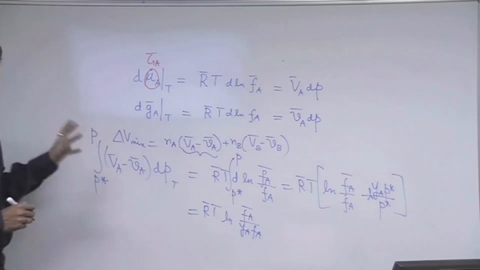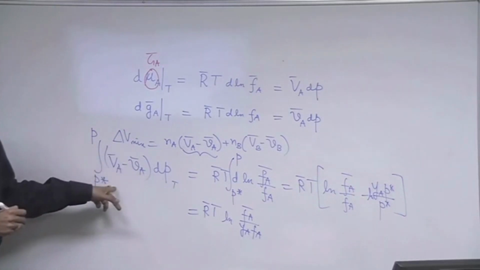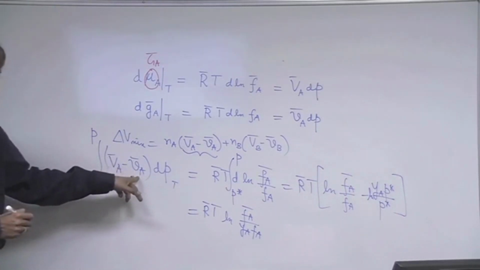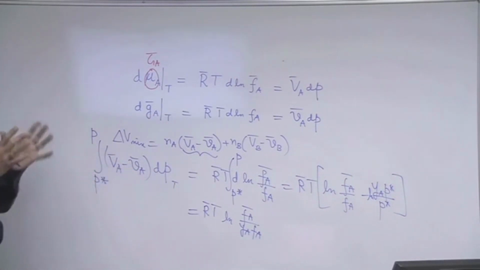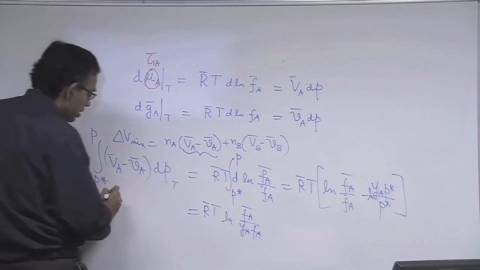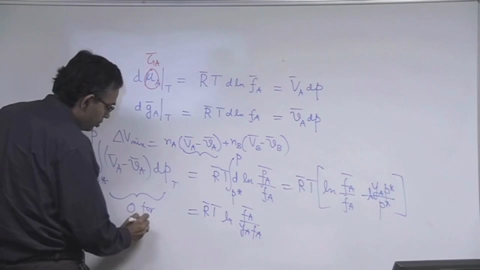When will the change in volume due to mixing be 0? When this term is 0, and similarly capital V B bar minus small V B equal to 0. So for the change in volume due to mixing equal to 0, this should be 0, for delta V mix should equal 0.